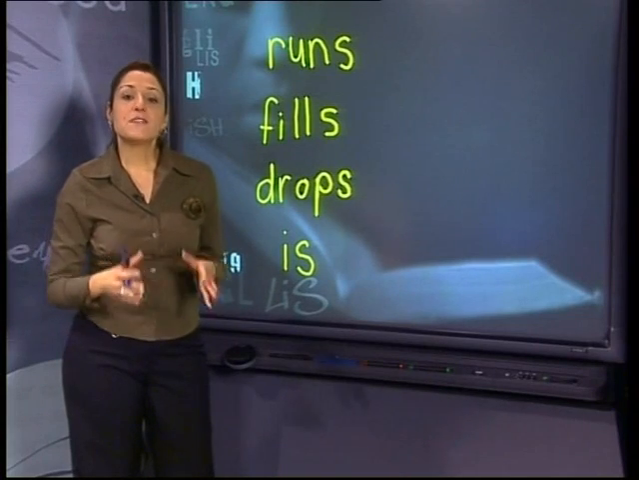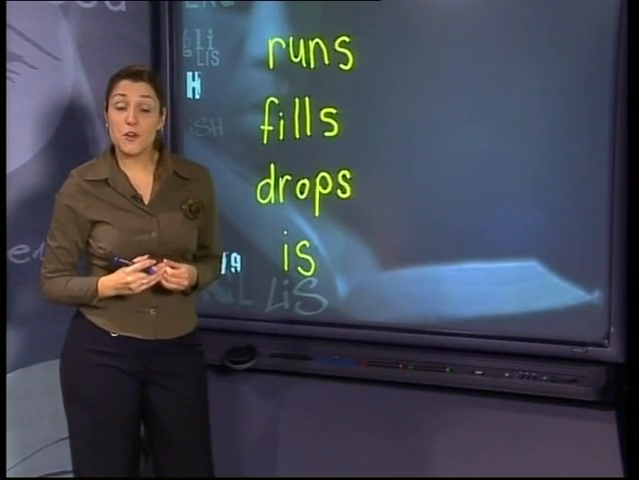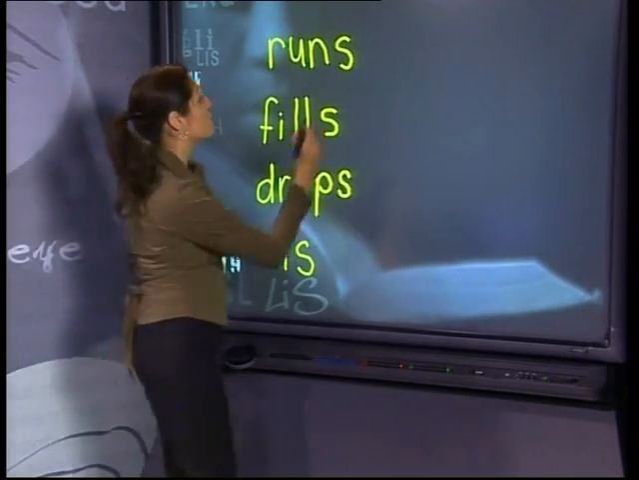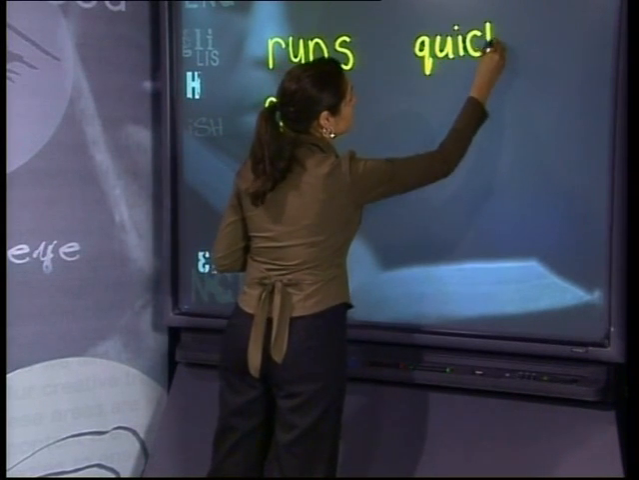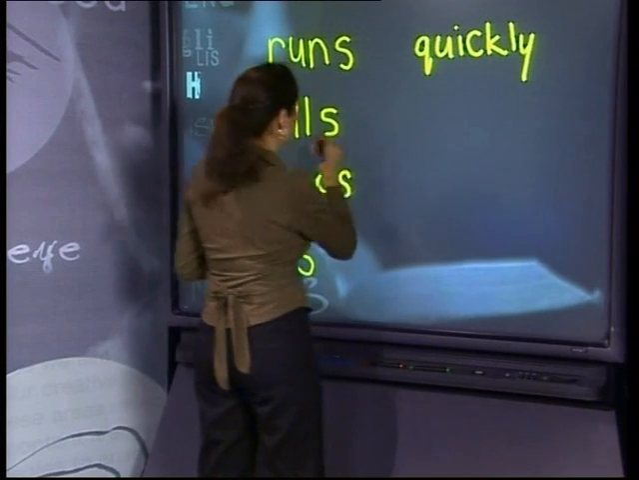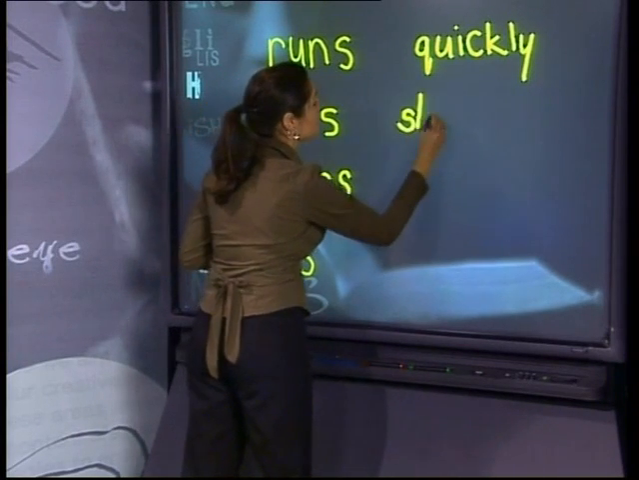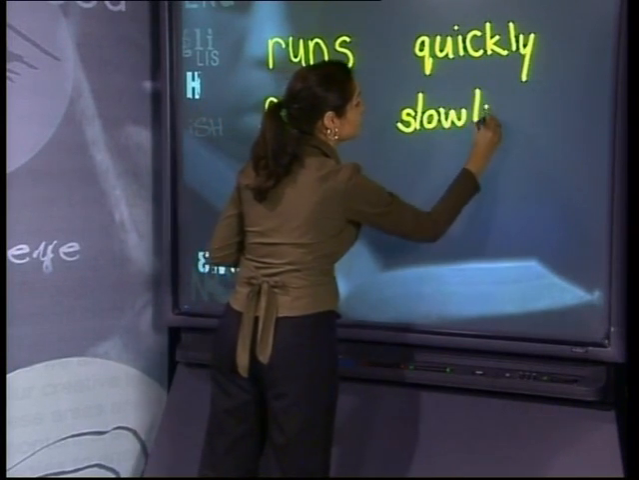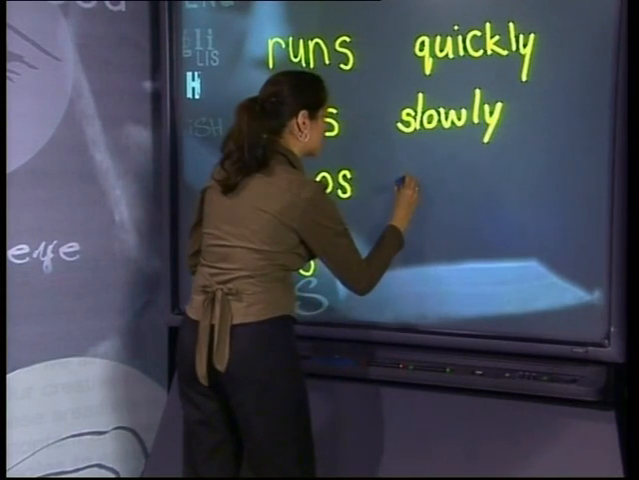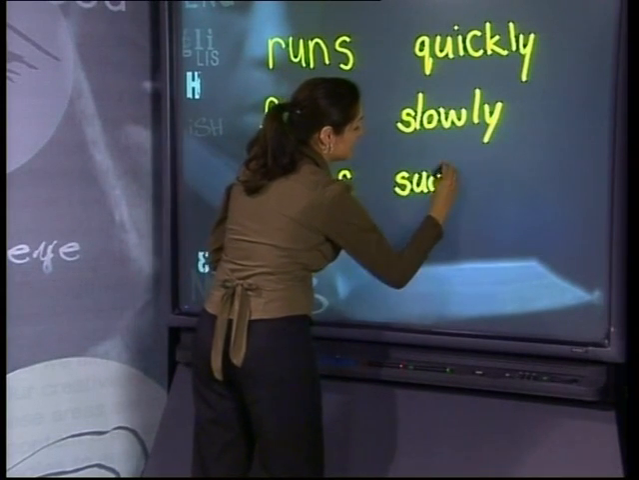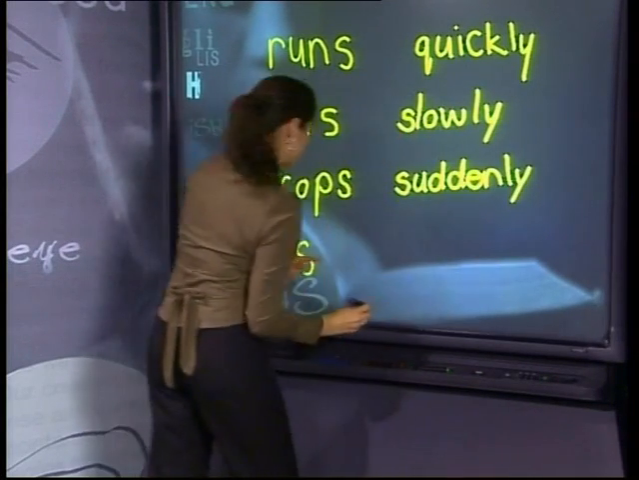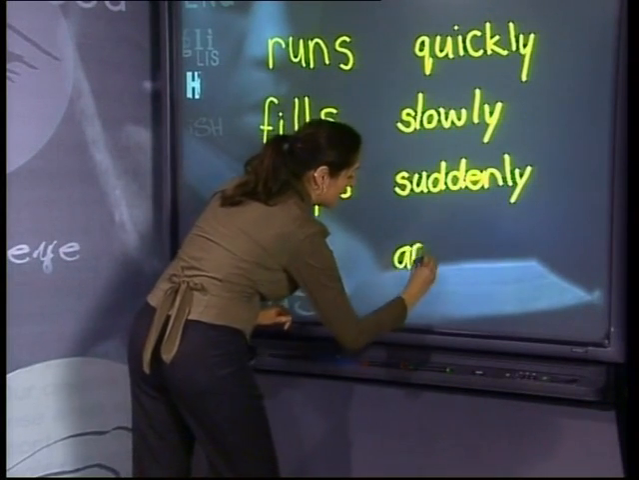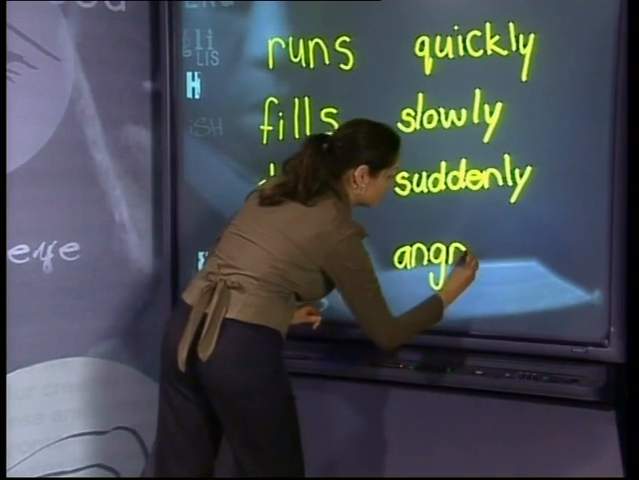An adverb gives us more information about the verb itself, like runs quickly, falls slowly, drops suddenly, and is angry.